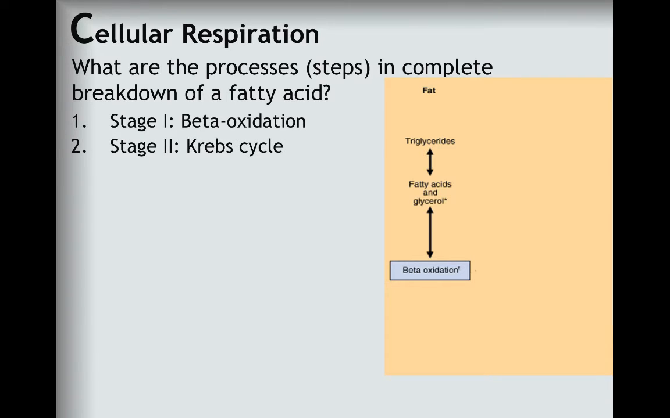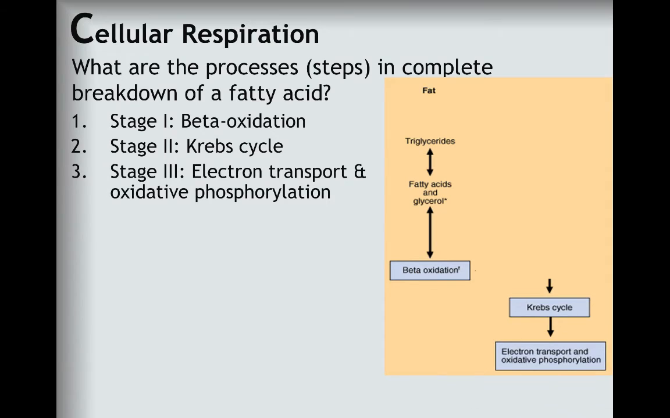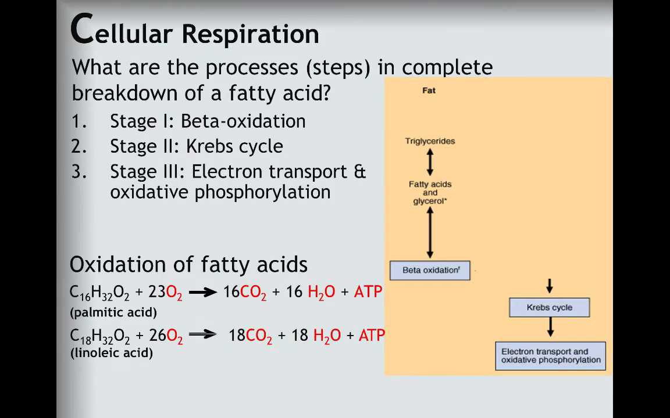But from there, we then go through the Krebs cycle just as we did with carbohydrate. And finally, we go through electron transport and oxidative phosphorylation. Again, just as we did with our carbohydrate. Now, I don't want you to get too worried by what you see here. I just want to point something out real quickly.